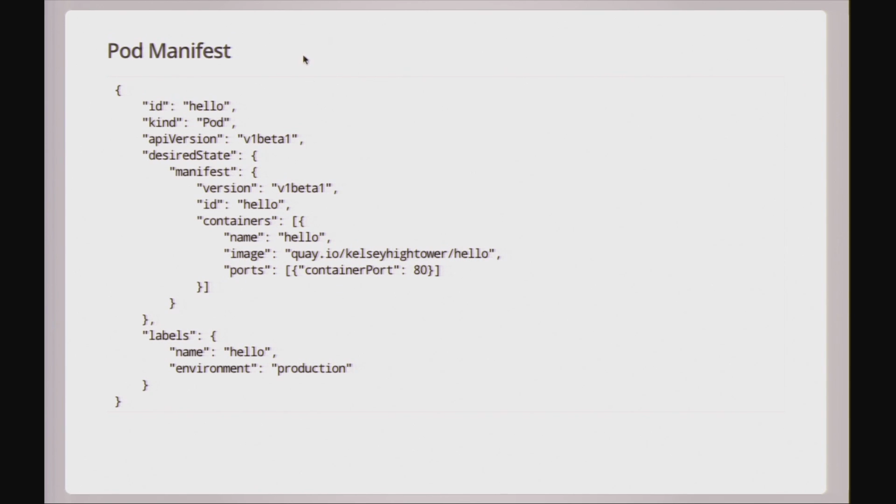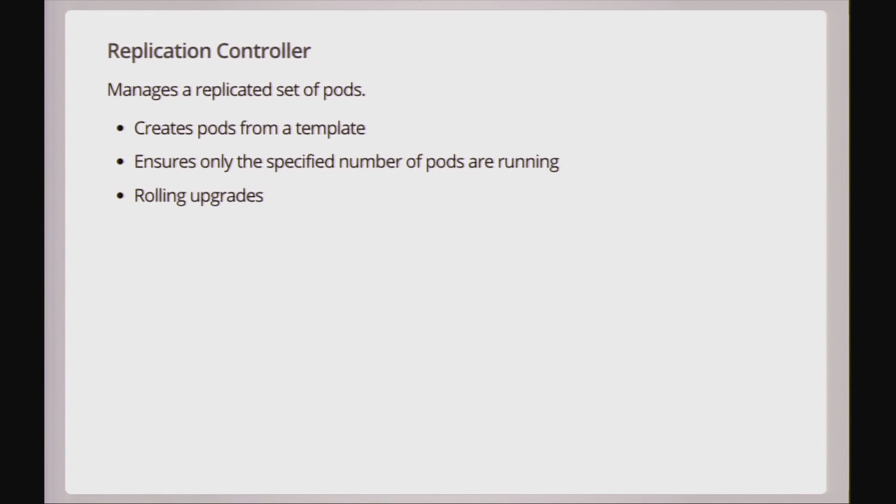Ooh, edible slides. All right, a replication controller's job is to replicate a set of pods, right? And it creates pods from a template. And it ensures your desired state is always running. It doesn't mean there's always going to be 3. It might be 2 and then go to 3. It might go to 4 and then go back to 3, depending on the conditions of the network. The whole goal is just to keep the desired state.